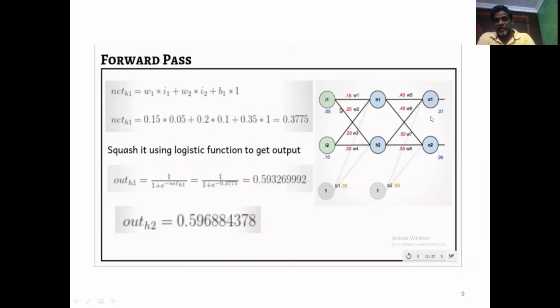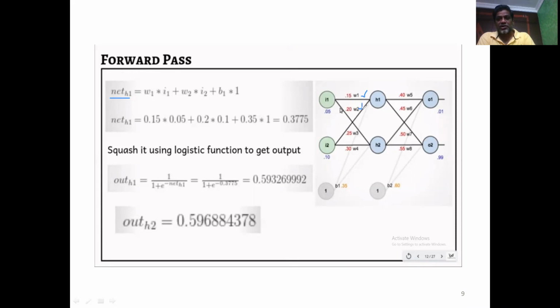In order to calculate the outputs of O1 and O2, first we need to calculate output of H1 and H2 because these are connected to the output neuron. So we'll start with this first. We'll try to calculate the output of H1. For that, first we need to calculate net H1, which is using the formula W1 into I1, because this is connecting over here, and W2 into I2.